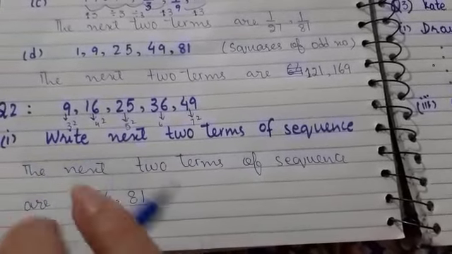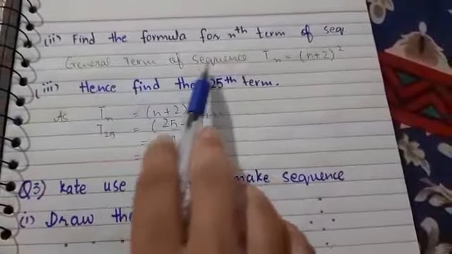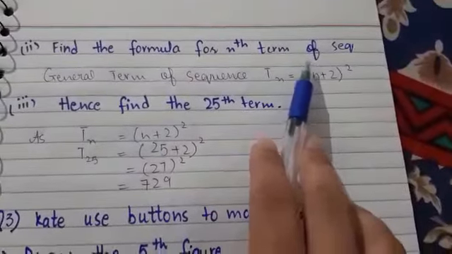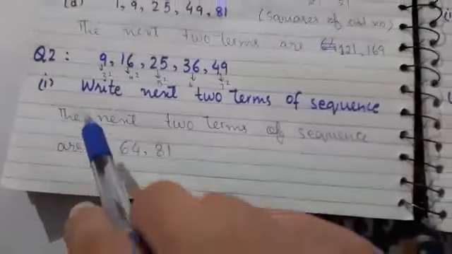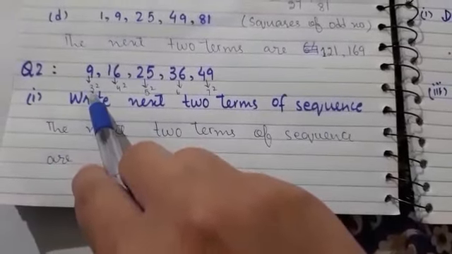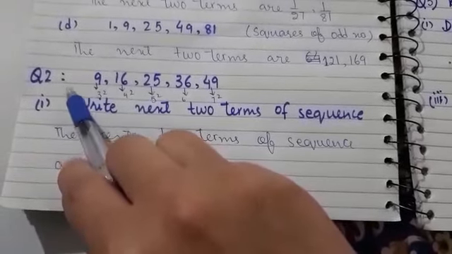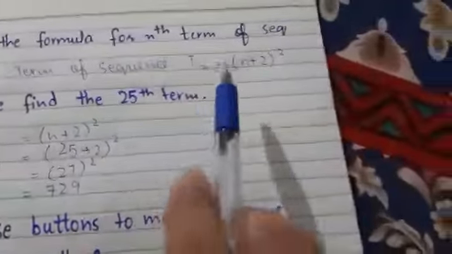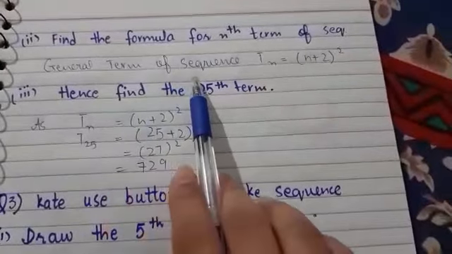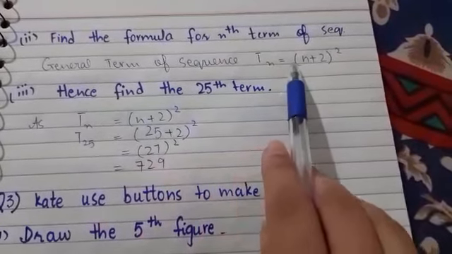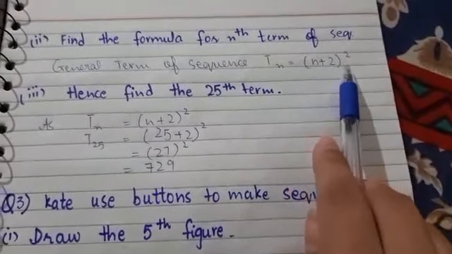The next part of question number 2 states: find the formula for the nth term of the sequence. As you can see here, the terms started from 3. This means that 2 is missing, so we will add that 2 to n to give the formula. So the general term of the sequence will be Tn equals (n plus 2) whole squared.